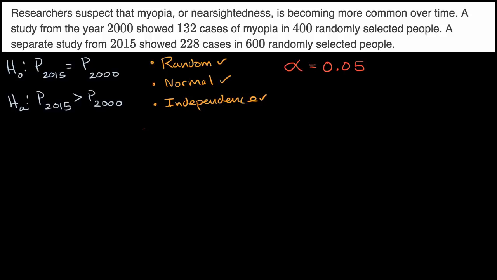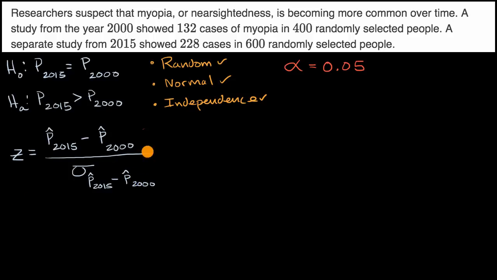So what we want to do is come up with a z-value or a z-score. So our z is going to be equal to the sample proportion in 2015 minus our sample proportion in 2000, all of that over the standard deviation of the sampling distribution of the difference between the sample proportions in 2015 and 2000. Now, this is going to be, and I will say approximately equal to, we can calculate this numerator exactly, but this denominator we are going to estimate.